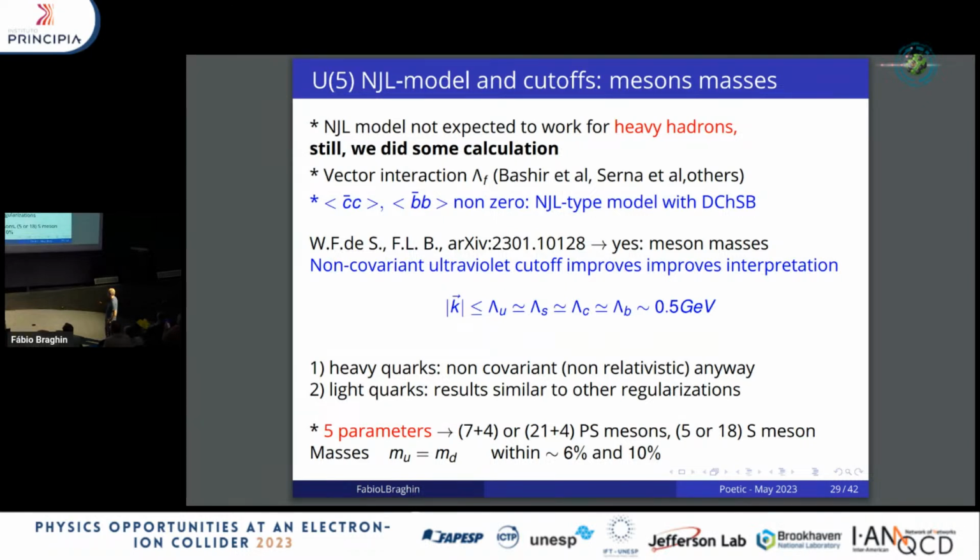That's the same analysis. And then we also take a look at the scalar multiplet. And then we find results. I will not show everything. We find results for the pseudoscalar that are good within 6%, and for almost all the scalar mesons within 10%.